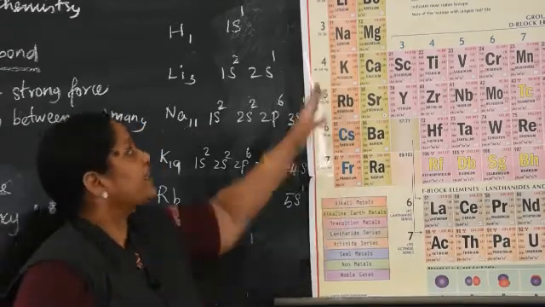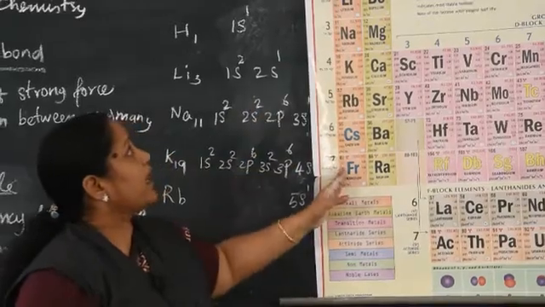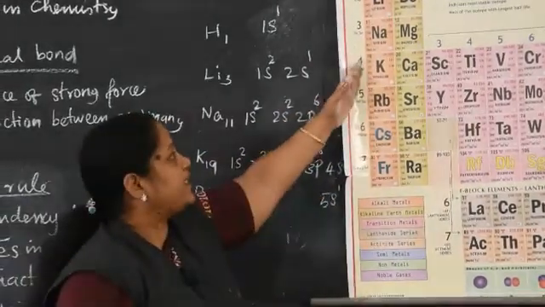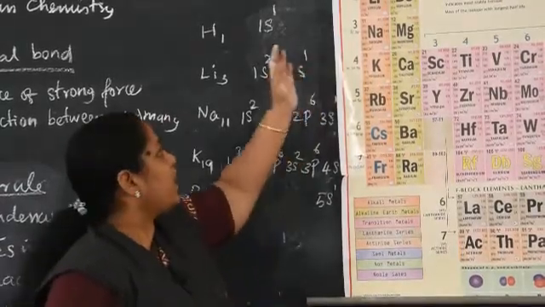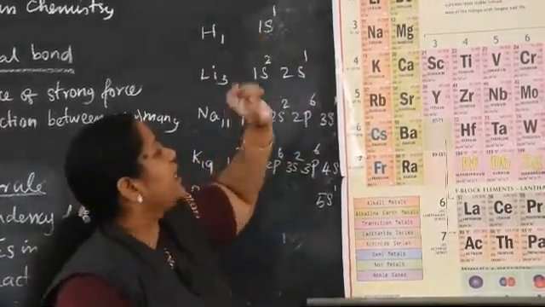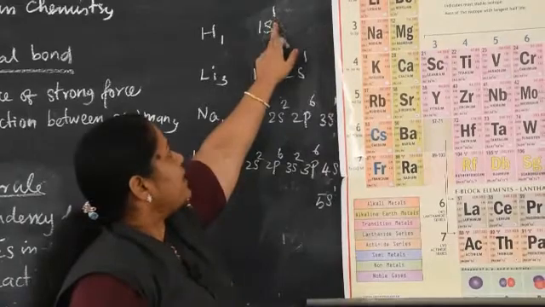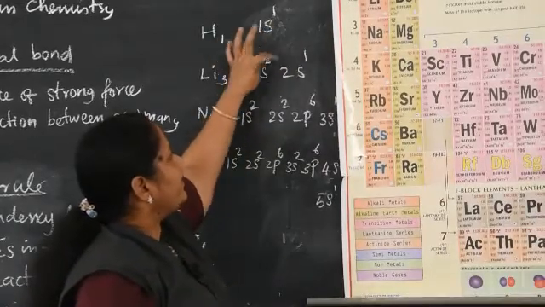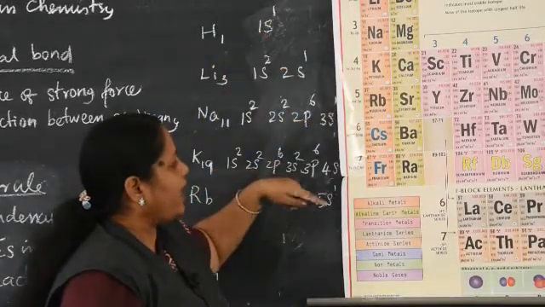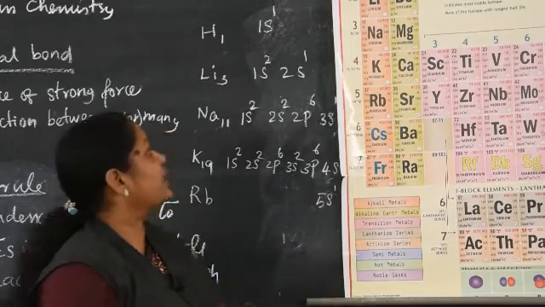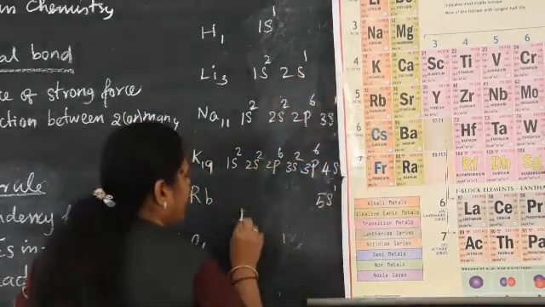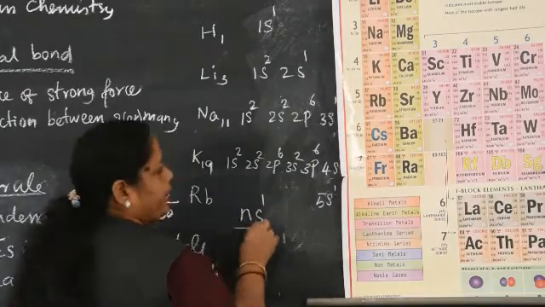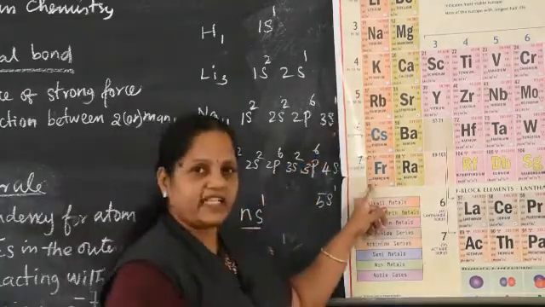So these group elements are called what? These are called s1 elements. The last electron is in ns1, where n means the orbital number: 1, 2, 3, 4, 5 and 6. So these first group elements are generally referred to as ns1.